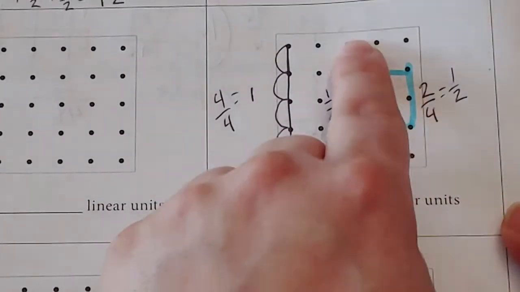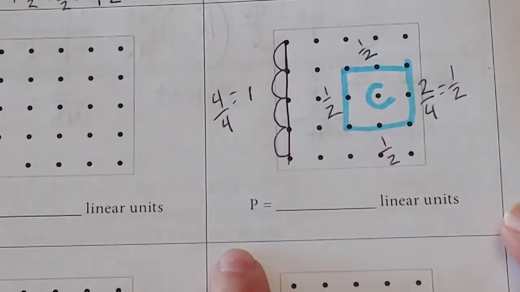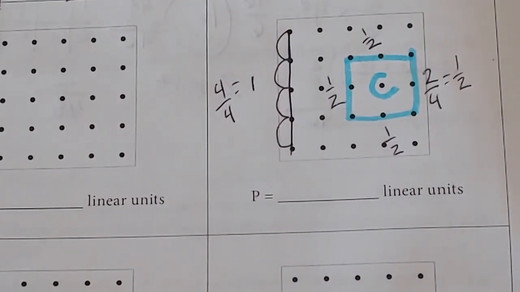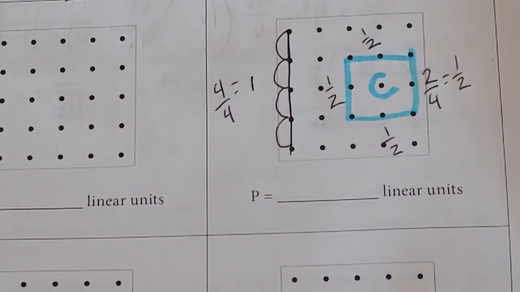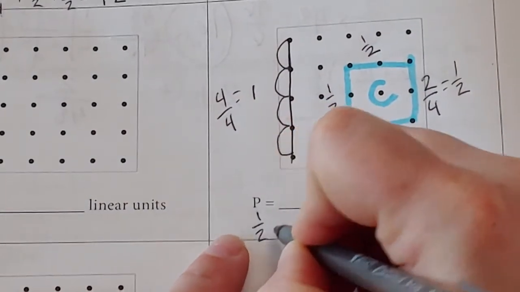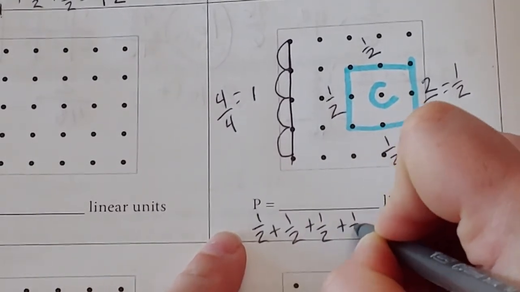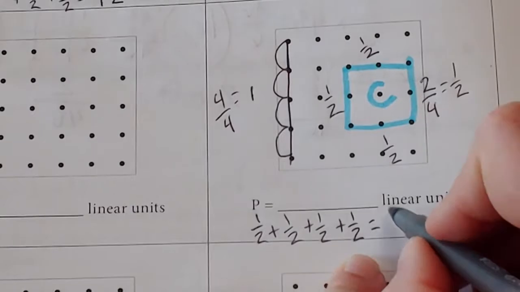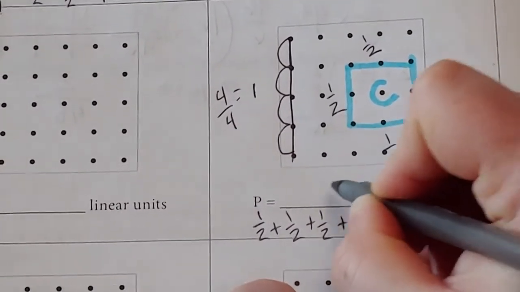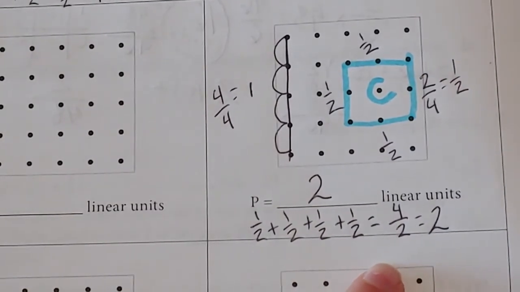Now, let's find the perimeter. What is the perimeter for C? Remember, you're adding the sides together. Give me an equation down here and an answer on the line. So we've got 1/2 plus 1/2 plus 1/2 plus 1/2 equals 4/2 or 2. 2 linear units.